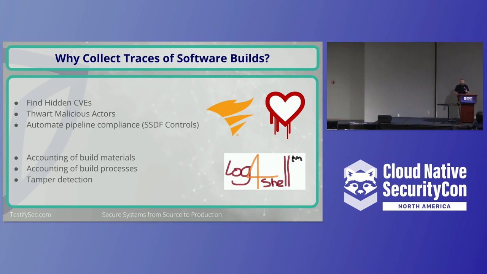So what I'm presenting on today is verifiable attestations of eBPF traces. With Witness, we can do a lot of different types of attestations. And this attestor is experimental. It's not in the main branch yet. But why do we want to do it? One, we want to find hidden CVEs.